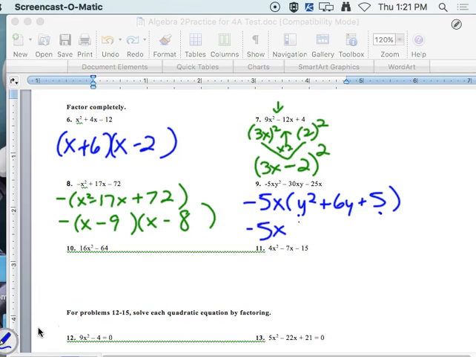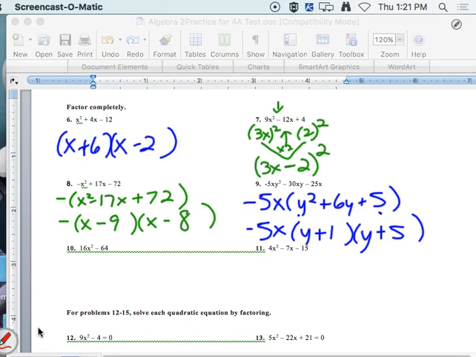So maybe we can do some good old-fashioned factoring on this one. Two numbers that multiply to 5 and add to 6. Well, that's 1 and 5. And there we have it. So again, greatest common monomial factor first, then check for perfect squares, then go to good old-fashioned factoring.